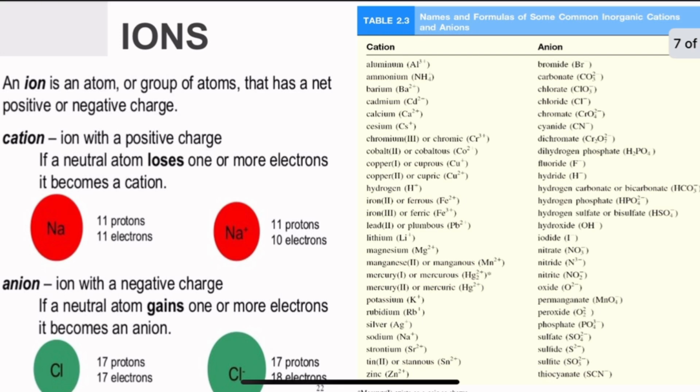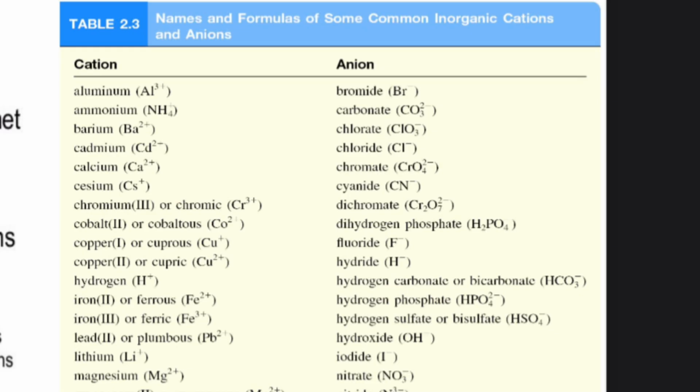For example, we're going to take sodium. An atom of sodium has 11 protons and 11 electrons. If the sodium is an ion, it will have 11 protons and 10 electrons. So it's going to be Na+. These are some examples of cations and anions.